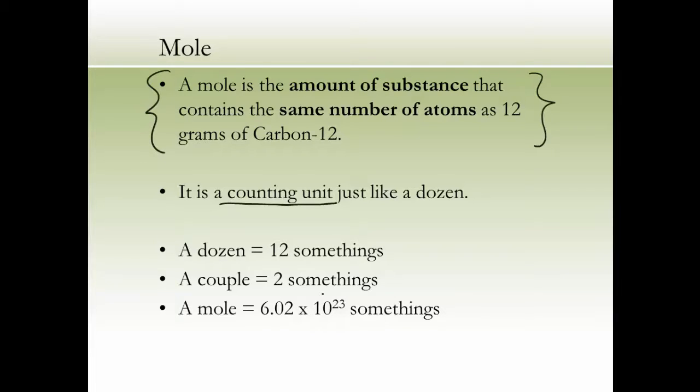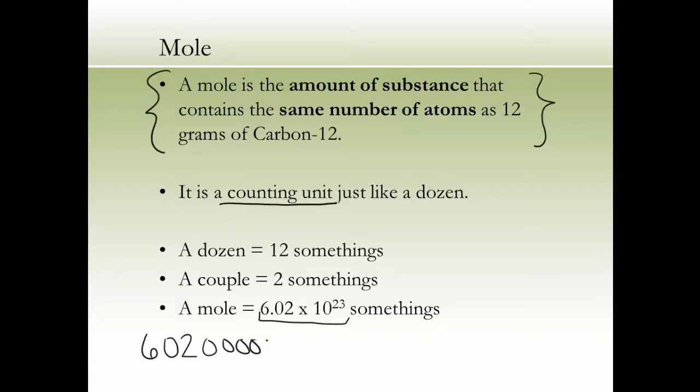A couple is two somethings. A couple of people is two people. A couple of pencils is two pencils. A couple is always two. So a mole is also always a certain number. It's always 6.02 times 10 to the 23rd things. Now, again, what you really just need to comprehend is that it's a gigantic number. It's 602 with 21 zeros after it.